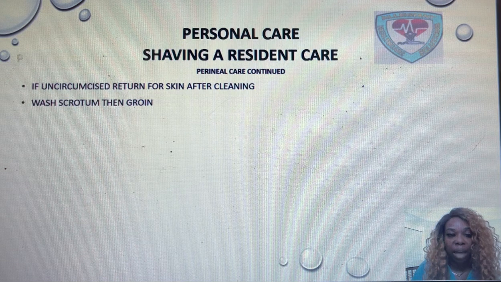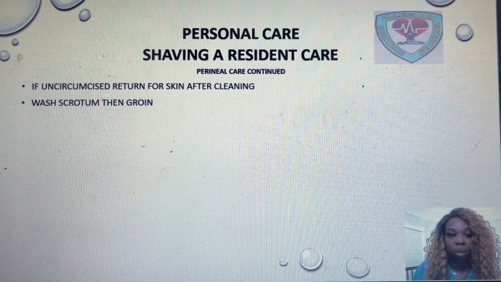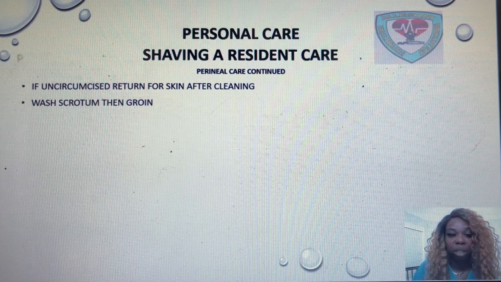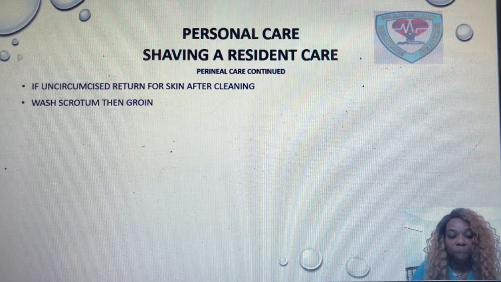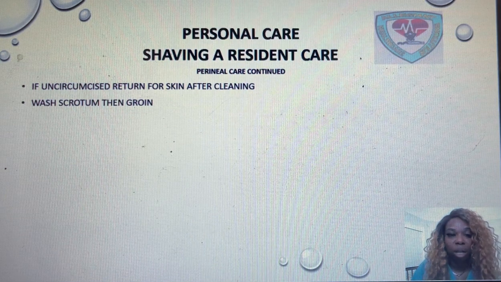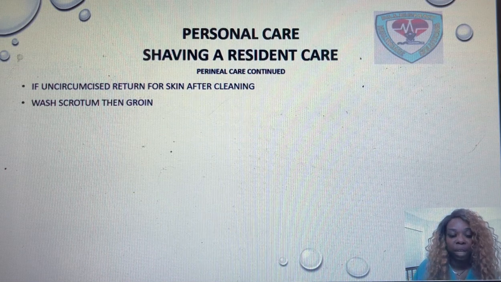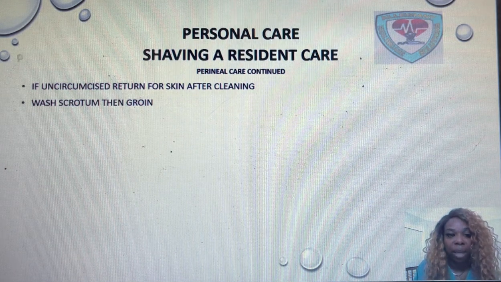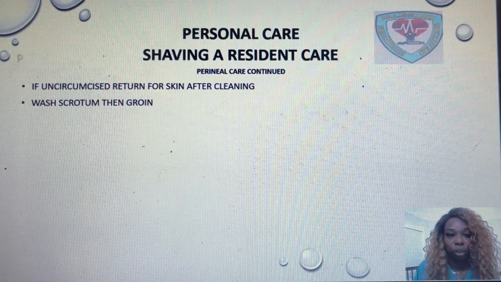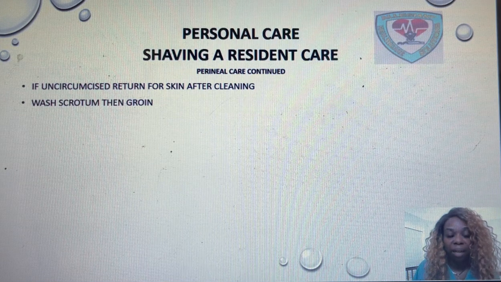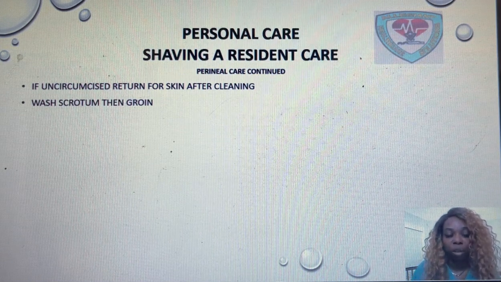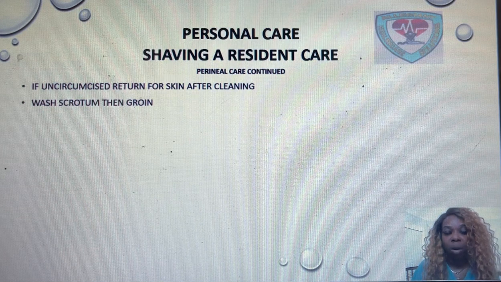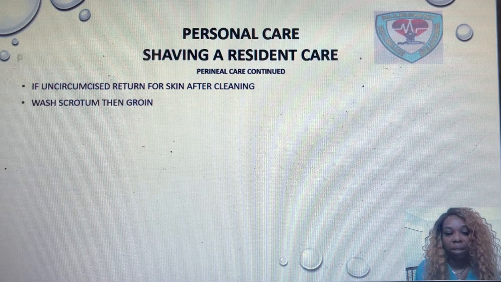You want to remember when you're providing perineal care to the male that you are going to wash the scrotum, and then you're going to wash the groin. It's important that you are observing the skin for any discoloration, any skin breakdown when you are providing perineal care. You also want to use a barrier to make sure that the linen on the bed is not getting wet, and you want to make sure that the patient is being given the privacy that they deserve while personal care is being provided. Always remember to use your care plan when you are providing personal care with the resident. Once again, the care plan is going to give you detailed instructions on what you can and cannot do when you are providing care to these residents.